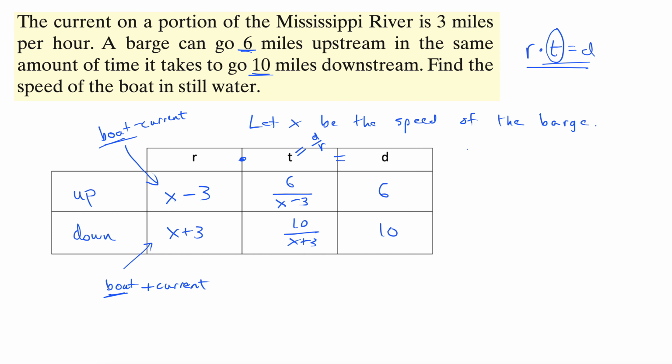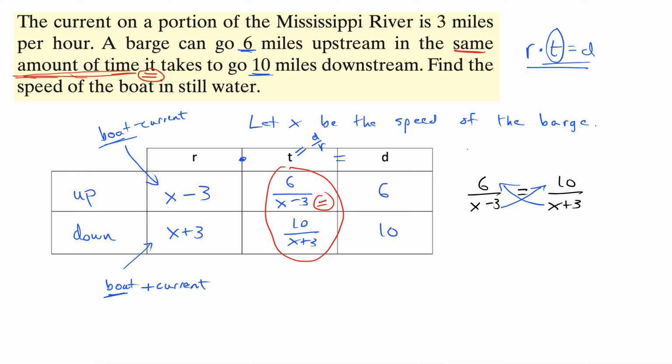And it says the same amount of time. Okay, right here, the same amount of time. Anytime it says same amount of time, that tells you you're setting the two times equal to each other. So I'm going to set these two equal. I'm going to grab this column, bring it down, bring it out to the side here. So we have 6 over x minus 3 equals 10 over x plus 3. That gives us something we can work with. Next, we cross multiply. Bring these denominators up like so. All right, so that gives us 6 times x plus 3 equals 10 times x minus 3.